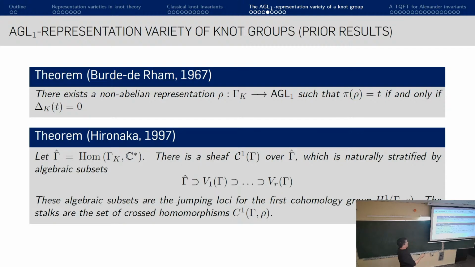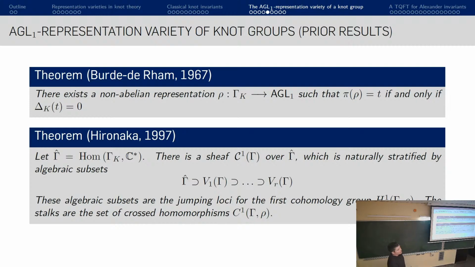And then there's another result due to Hironaka, which, in a completely different setup, talking about group homology, said that if you pick the set of complex characters, which are homomorphisms onto C* of your knot group, then you've got a certain sheaf, which can be naturally stratified, and then the first homology group twisted by rho of gamma, the jumping loci, which means where the dimension jumps, naturally stratifies your variety.